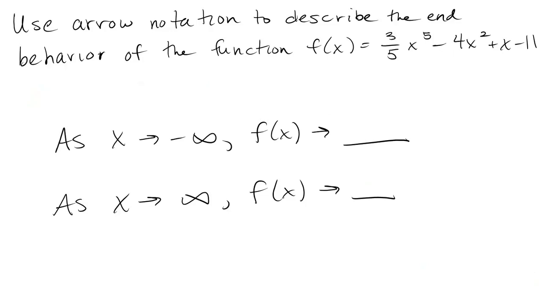Use arrow notation to describe the end behavior of the function f of x equals 3/5 x to the fifth minus 4x squared plus x minus 11. An even more complicated function than the previous one. It has more terms, it even has a fractional coefficient. But when you're trying to determine end behavior, everything is based on the leading term, the term with the highest power of x, which again happens to be the first term in this example.